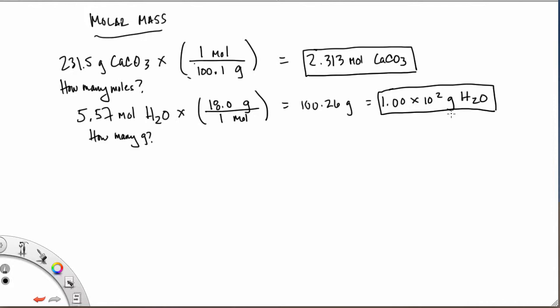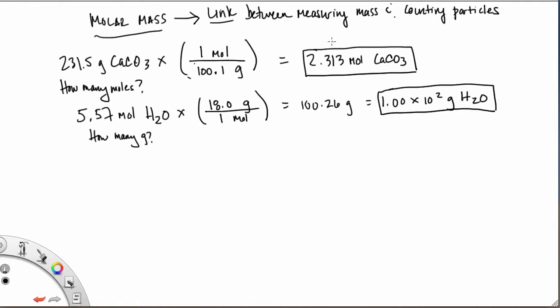Now we can also do some really interesting problems with this. If we think about molar mass as being a link between measuring mass and counting particles. So obviously we know we can't count atoms or molecules or formula units. They're way too small, but if we can measure the mass of something, we can find how many particles are in that something. So it's actually kind of an exciting concept to think about.